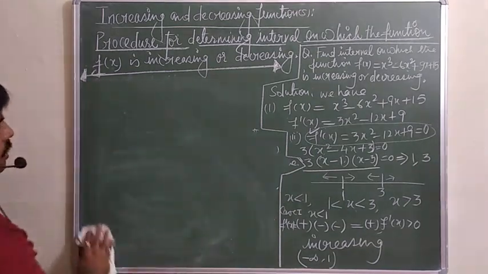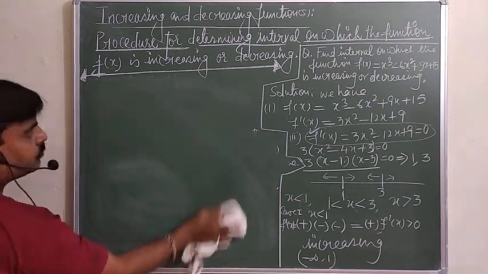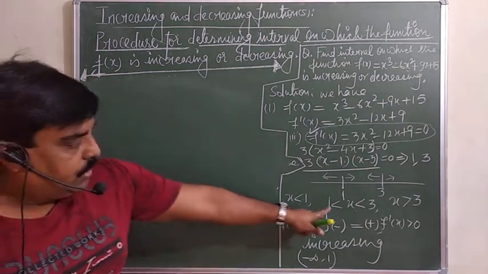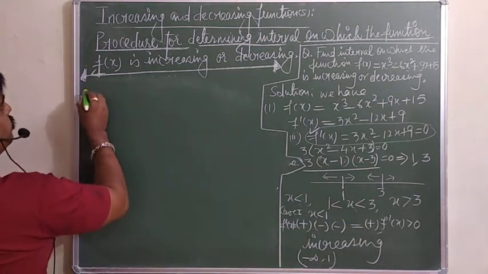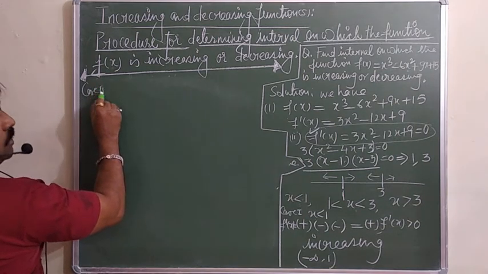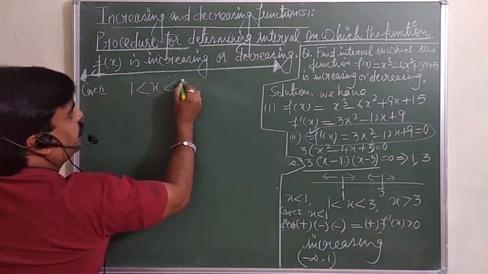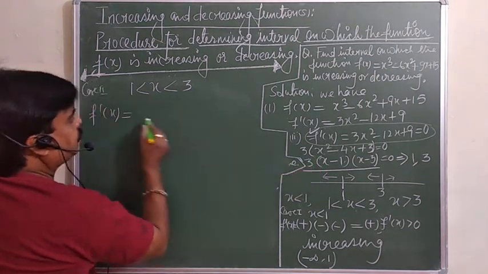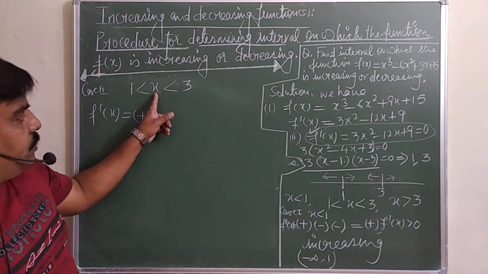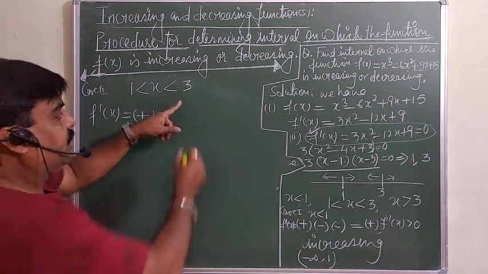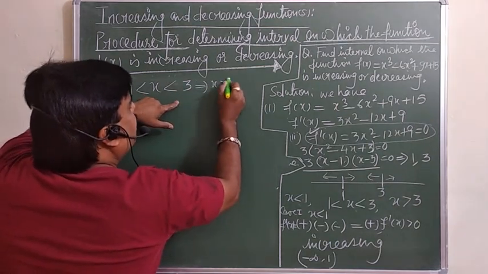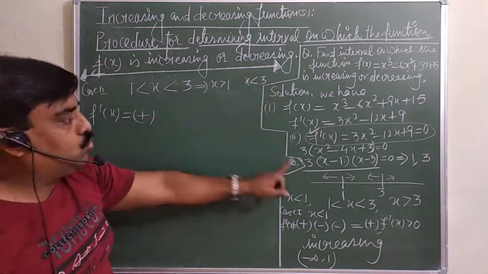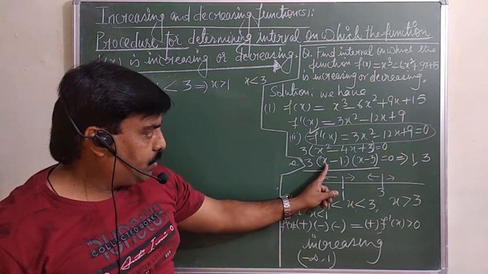Now in this second interval we will take 1 is less than x is less than 3. So f dash x here, for this 3 is positive. You are supposed to put a value of x greater than 1 but less than 3. What does it mean? X is greater than 1 but still less than 3. Put a number bigger than 1 and smaller than 3. Suppose you put 2. X value 2 here.